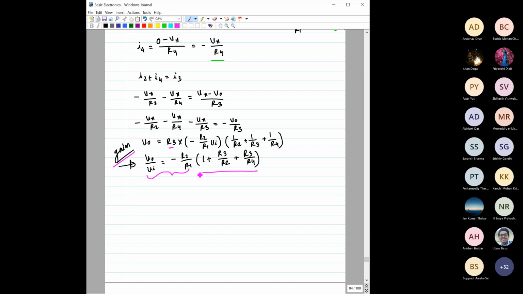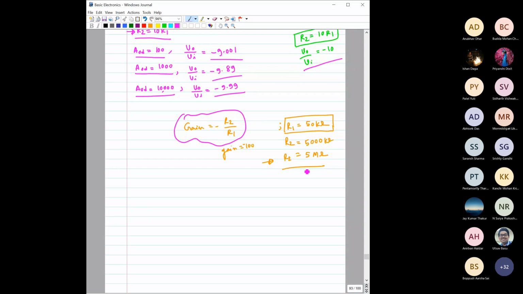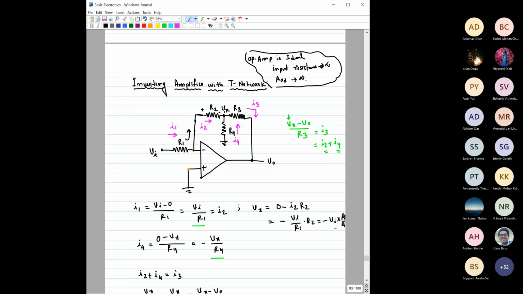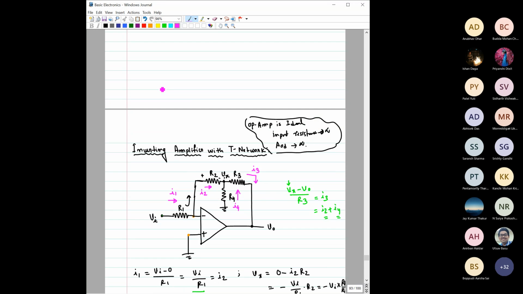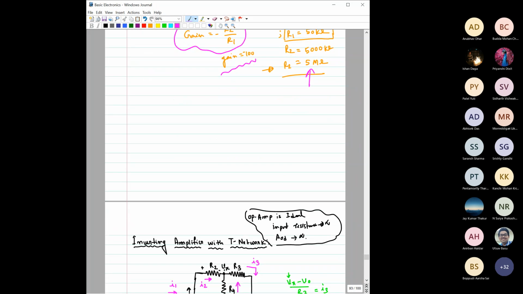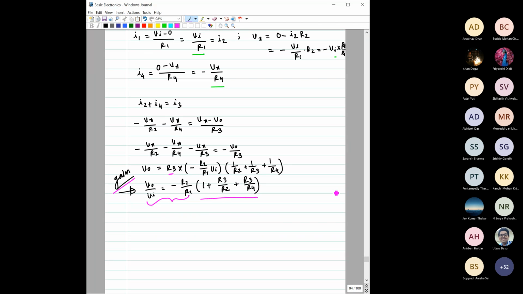Now, can we remove this constraint that we need a very high resistance value for this R2? Probably yes, we would be able to remove that constraint. For that, we would like the gain to be around minus 100, and the R1 value is fixed. We cannot change the value of R1. Let's see what other combinations can achieve a gain close to minus 100.